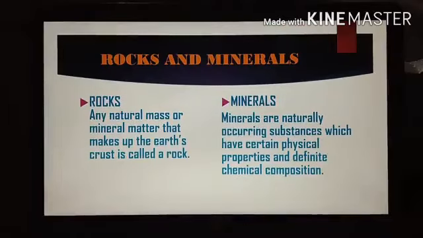The second topic of our book is rocks and minerals. So what are rocks? Any natural mass of mineral matter that makes up the earth's crust is known as rock. Everything that we find naturally in our environment or in the earth's crust is rock. And minerals are also naturally occurring substances but with certain physical properties and a definite chemical composition.